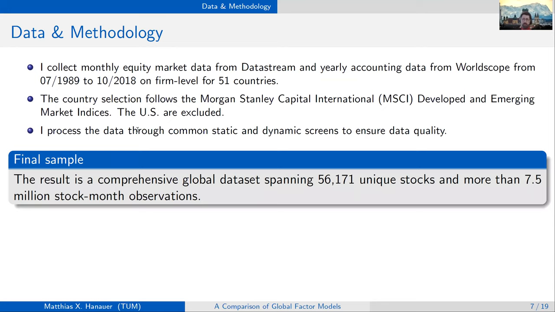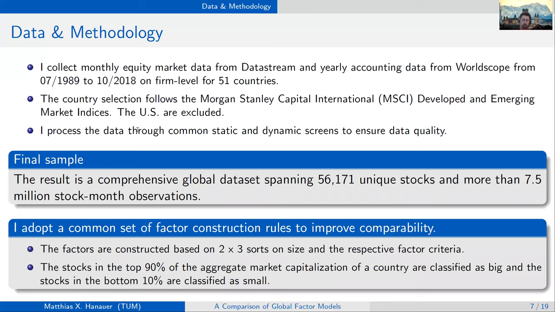As a result, I get a very comprehensive global data set that includes more than 50,000 unique stocks, not all at the same time, but some drop in later, then maybe also drop out before the sample ends. And in total, I have like 7.5 million stock-month observations. So this is really a broad and comprehensive sample.